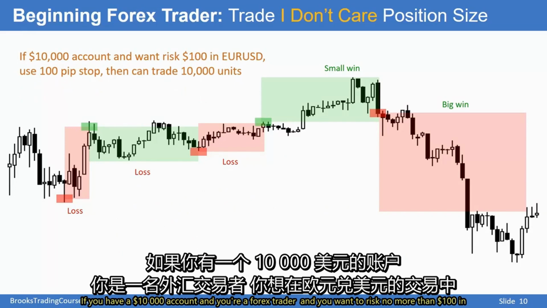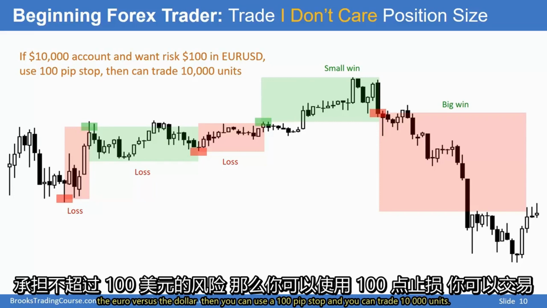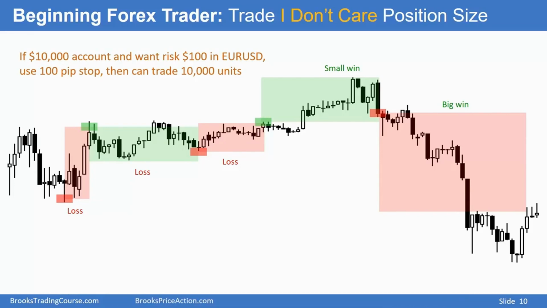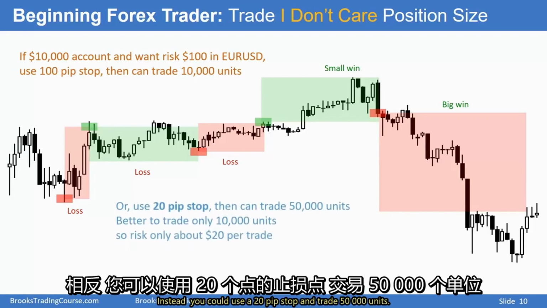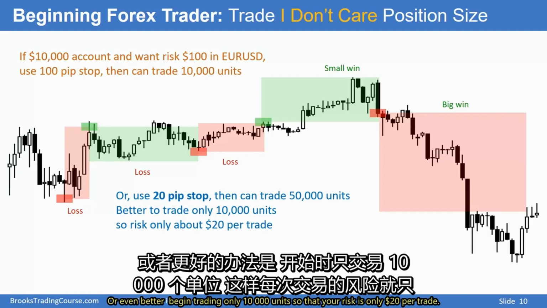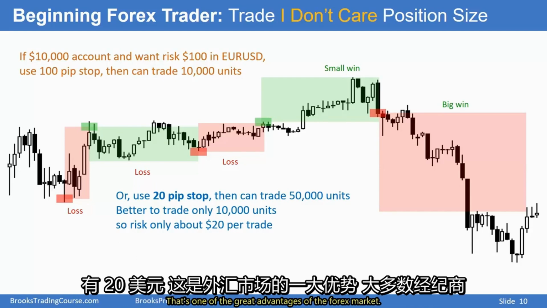If you have a $10,000 account and you're a Forex trader and you want to risk no more than $100 in the euro versus the dollar, then you can use a 100 pip stop and you can trade 10,000 units. That would keep you under the $100 risk. Instead, you could use a 20 pip stop and trade 50,000 units. Or even better, begin trading only 10,000 units so that your risk is only $20 per trade.